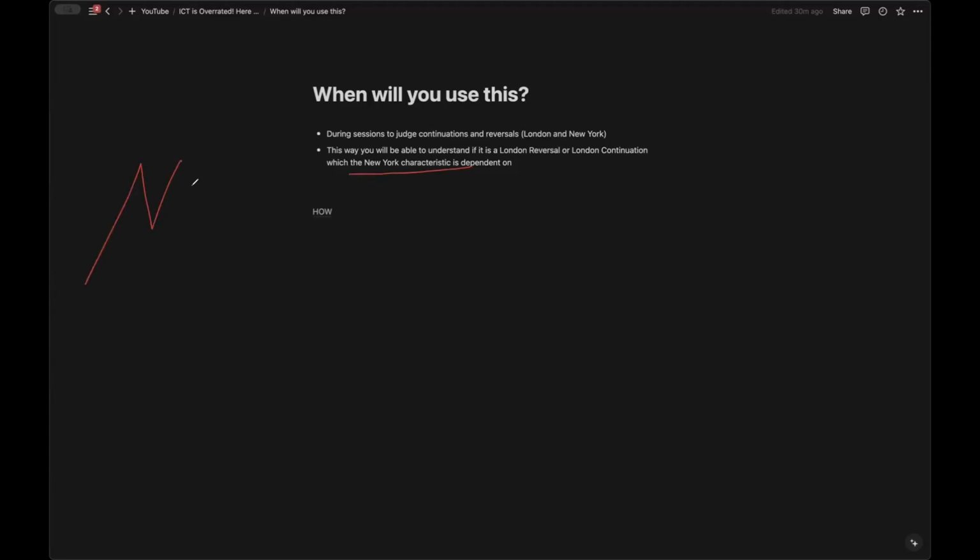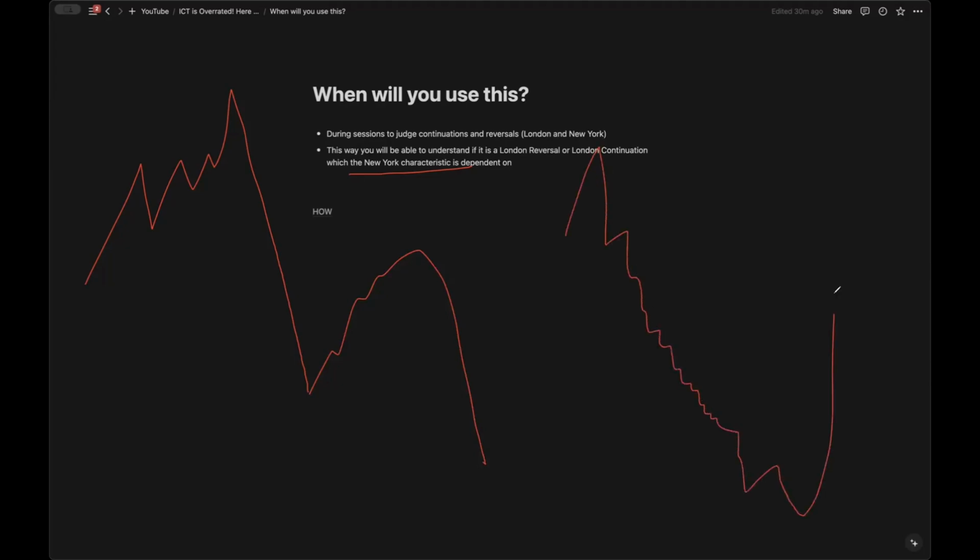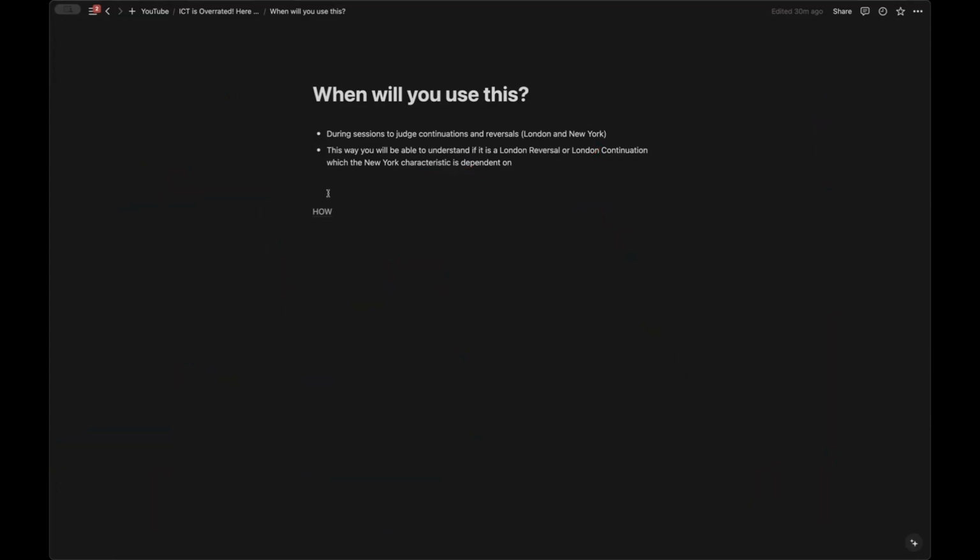Well, if London reverses, then the New York session is most likely going to retrace and continue, right? Sometimes when London continues, then the New York session is going to be a reversal, right? So that is something you have to understand. The end depends on the beginning. The New York session depends on the London session. That is a crucial relationship to understand. It might be basic knowledge, it might be obvious, but for some of you, it may not be that obvious.